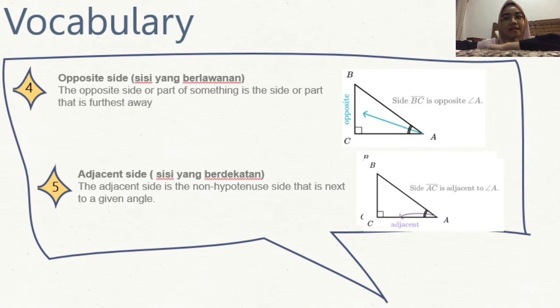Next, opposite side, sisi yang berlawanan. The opposite side of something is the side that is furthest away. For example, side BC is opposite angle A. Next, adjacent side, sisi yang berdekatan. Adjacent side is the non-hypotenuse side that is next to a given angle. For example, side AC is adjacent to angle A.